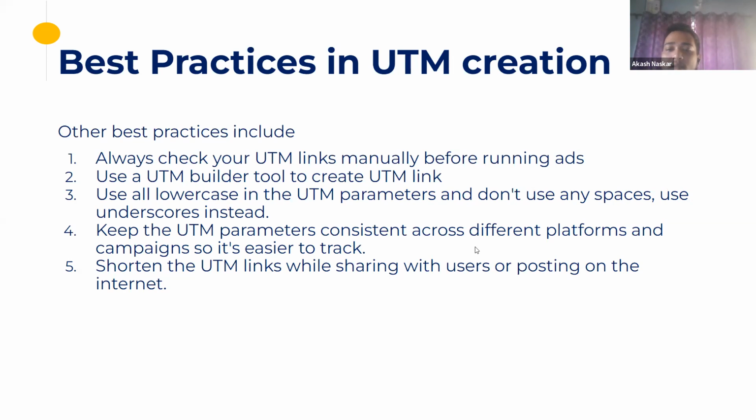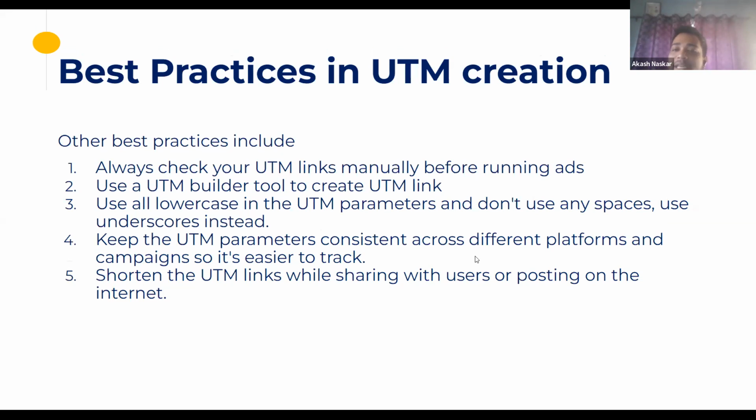The fourth is to keep all the UTM parameters consistent across different platforms and campaigns, so it's easier to track. Whenever you are creating UTM parameters for different platforms, make sure that your nomenclature is pretty much similar, that you're naming your campaigns in a similar way and your mediums in a similar way. A common mistake that a lot of new people make, and honestly I also made when I started creating UTMs, is that you forget what UTM you created for Facebook and what UTM you created for Google. And UTM medium and source are very similar to each other.